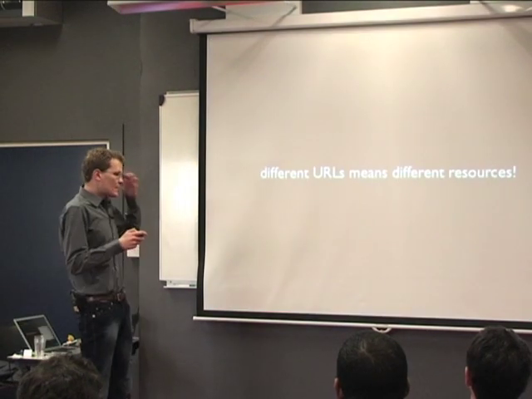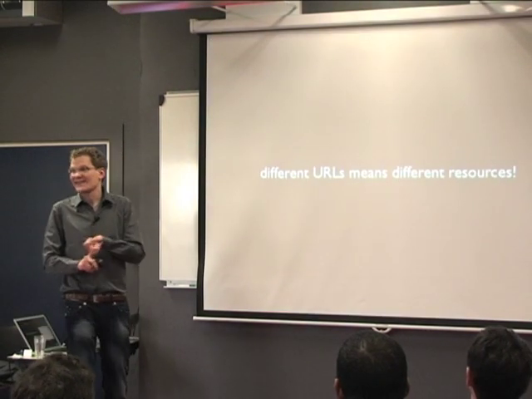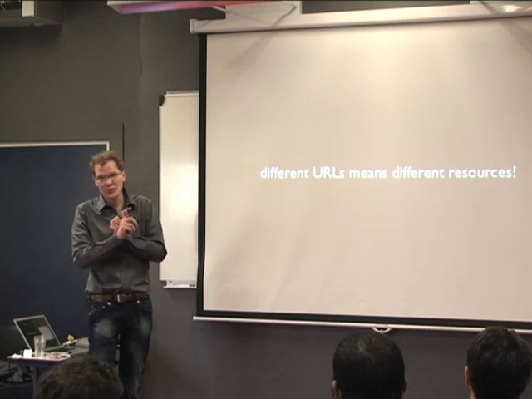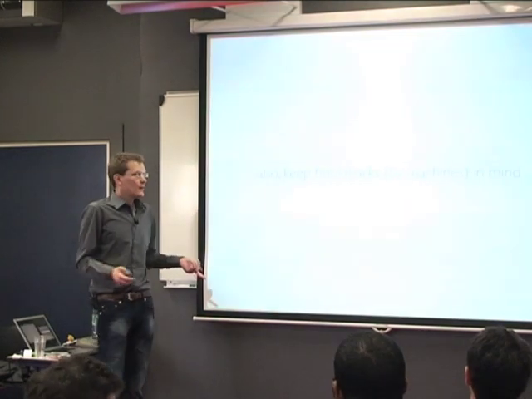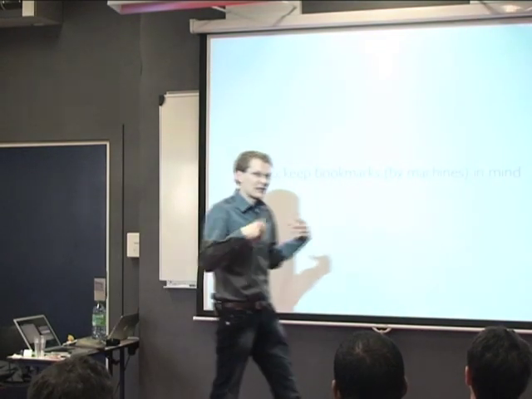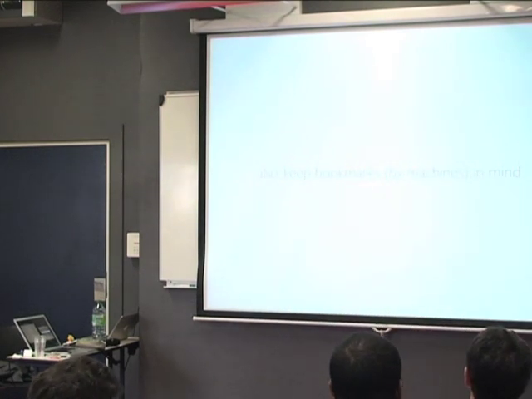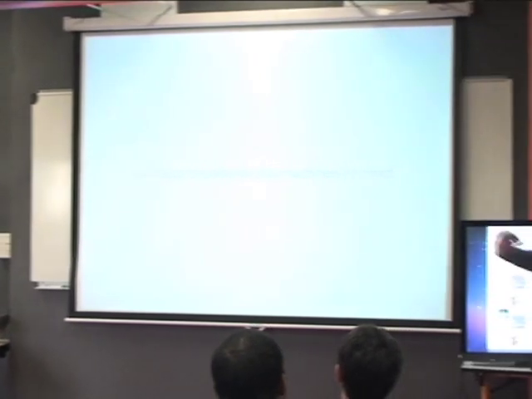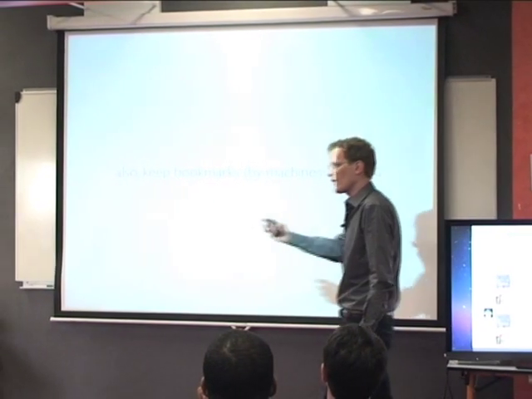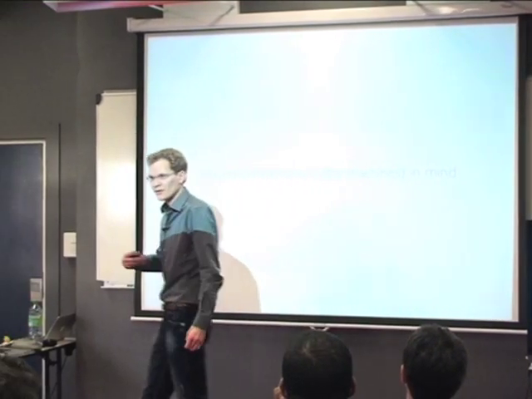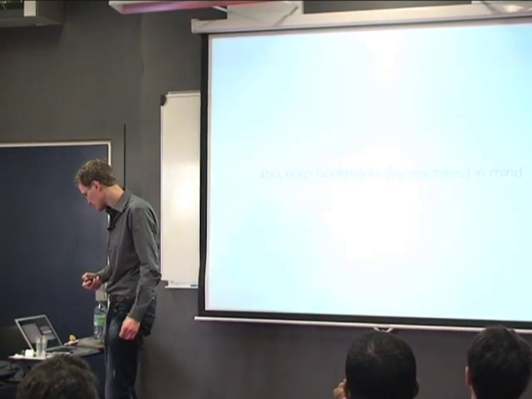But so one, the first problem is different URLs technically mean different resources to proxies, intermediaries, clients, etc. And maybe a machine would like to bookmark something as well, right? I want to remember the location of that product, and over time I get updated to a newer version of the protocol. And I want to fetch the same product using a newer version of the API.